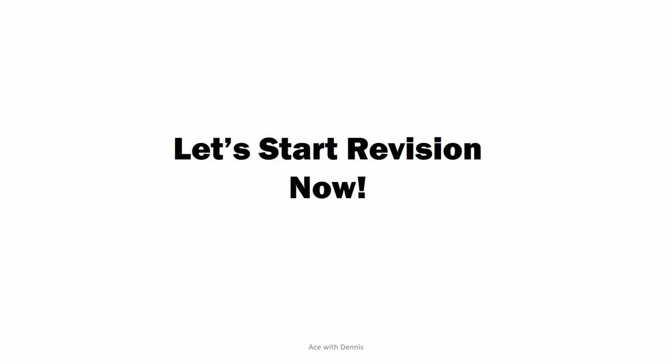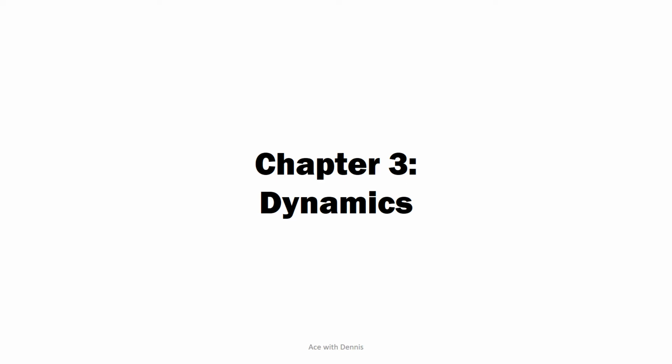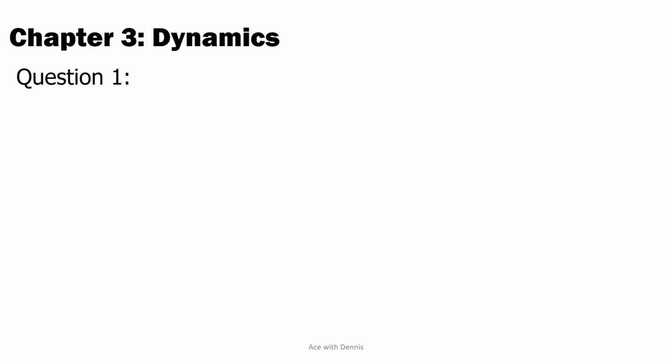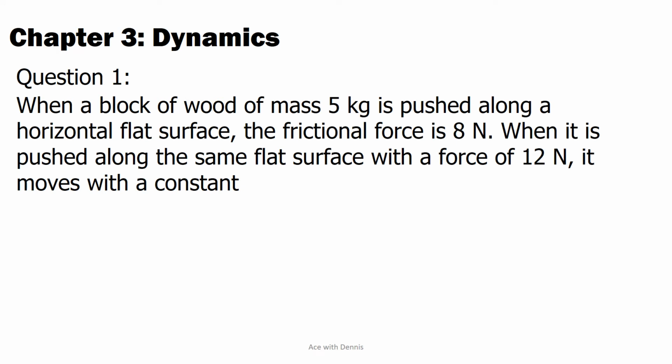Without further ado, let's get started now. Chapter 3, Dynamics. Question 1. When a block of wood of mass 5 kilograms is pushed along a horizontal flat surface, the frictional force is 8 newtons. When it is pushed along the same flat surface with a force of 12 newtons, it moves with a constant A. Acceleration of 1.6 meters per second square.